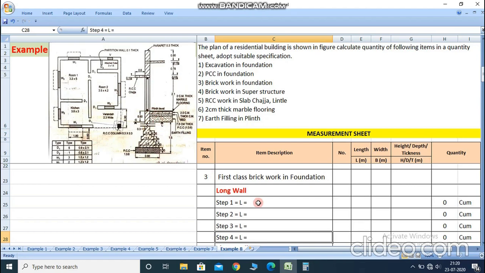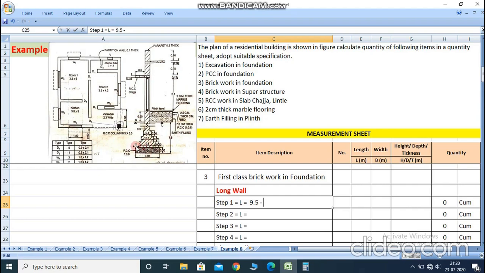So in step 1, the length of the wall we directly calculated. It's 0.9 meter, the width of the PCC work. Total length is 9.5. So we write here 9.5 minus the difference of both sides of the offset, 0.9 minus 0.6, which is a 0.3 meter difference.